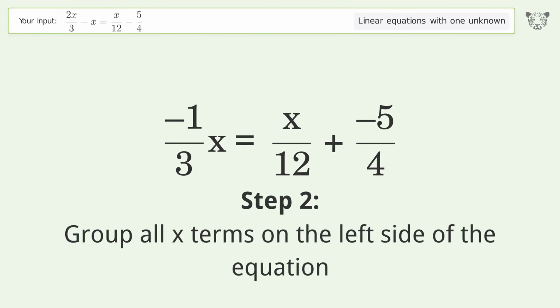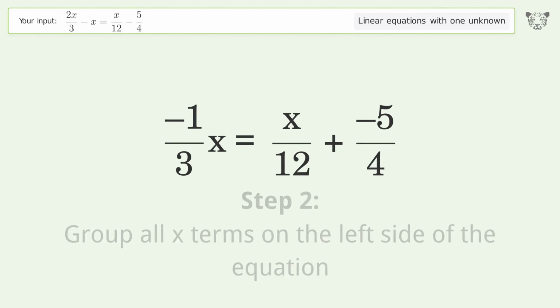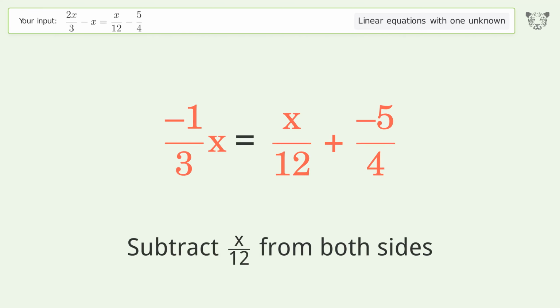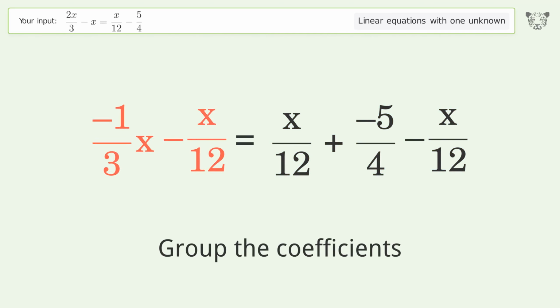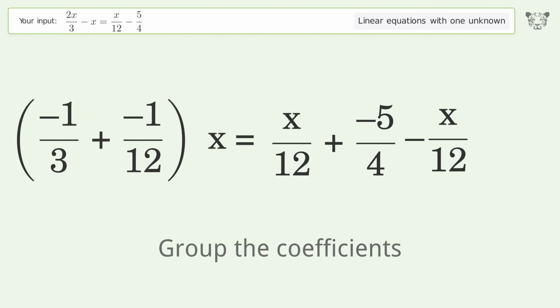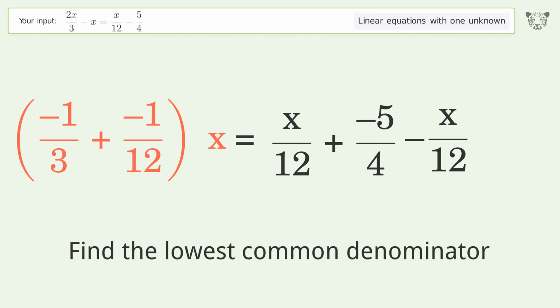Group all x terms on the left side of the equation. Subtract 10 over 12 from both sides. Group the coefficients. Find the lowest common denominator.